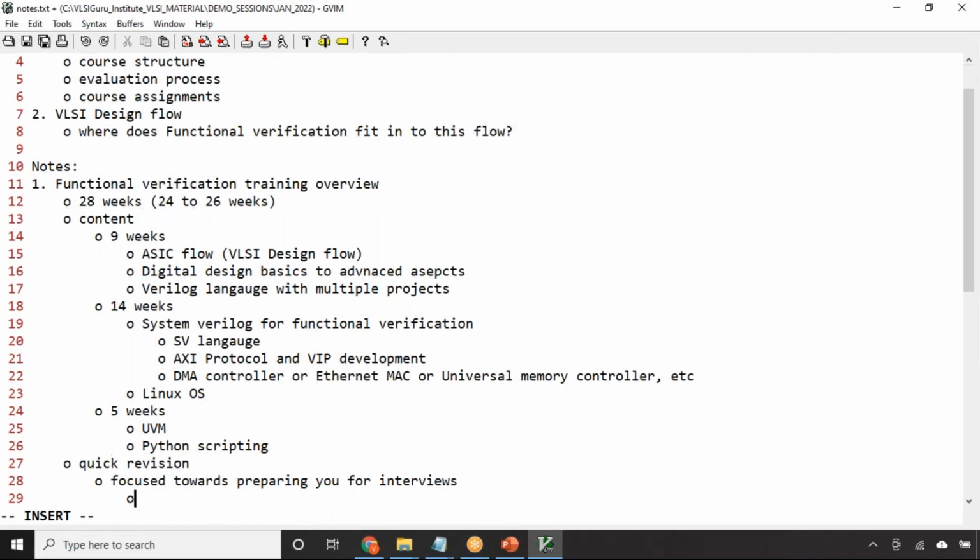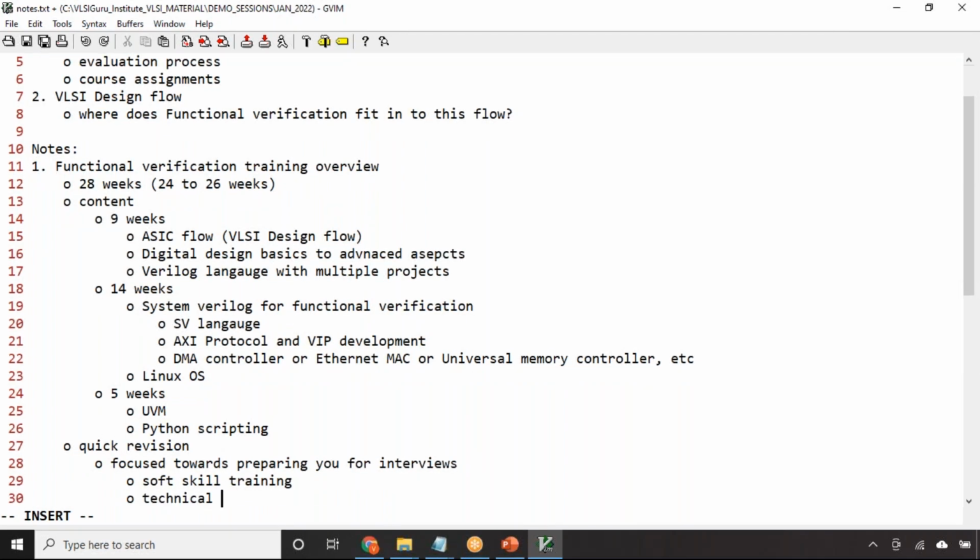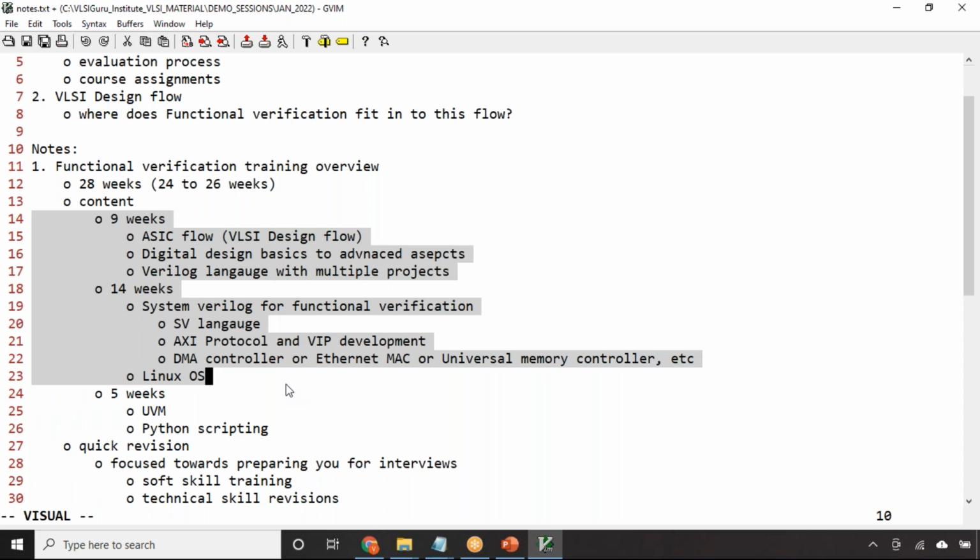These can be both things where we focus on soft skill training, meaning how to attend the interviews and how to answer the questions in the interviews. What is the right way to do that? Then technical training, technical skill revisions. For the people who are joining the institute for the placement support, they will be getting the placement support after this training completion. Around this time they will start getting it. This is for the people who have joined the course for the placement support as well. So this is the training overview.